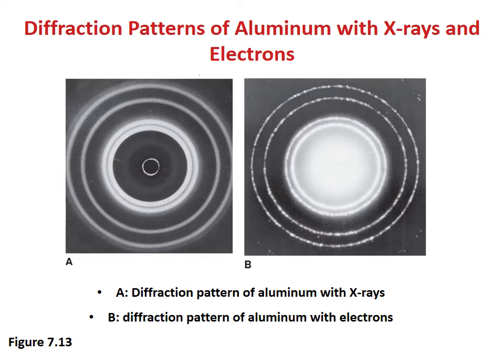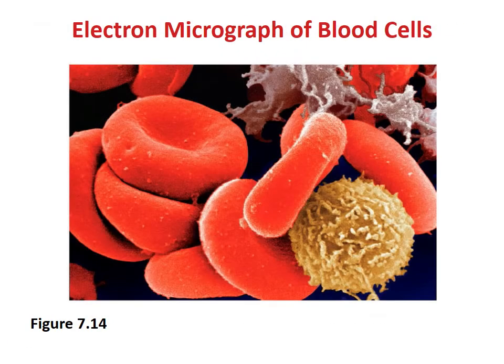The postulate that all matter exhibits particle-wave duality has been confirmed by countless experiments. Here shows the diffraction patterns of aluminum with X-rays and electrons, and this clearly shows that the X-ray and the electron both have wave properties. The wave property of electrons has been utilized to make an electron microscope. Here is an image of a blood cell taken by a scanning electron microscope.